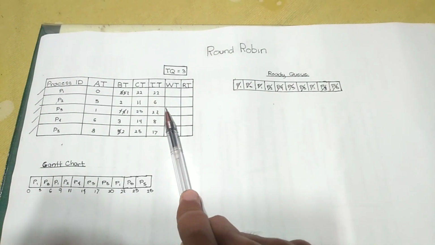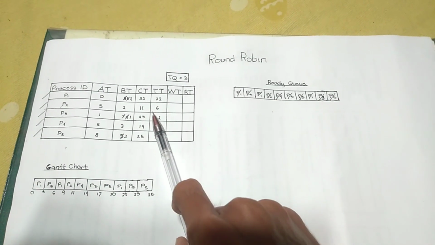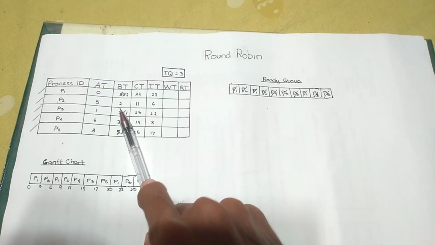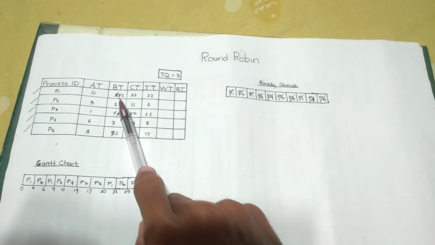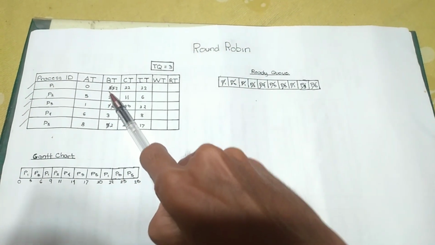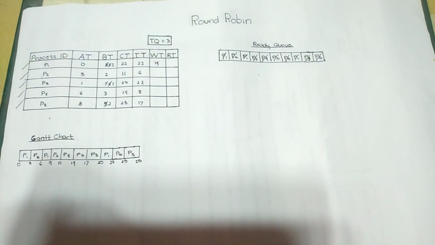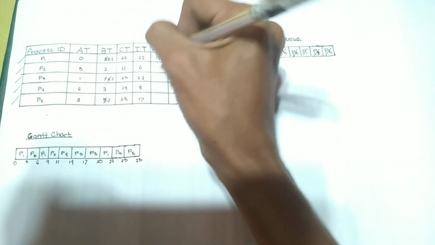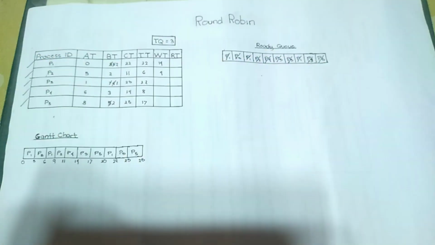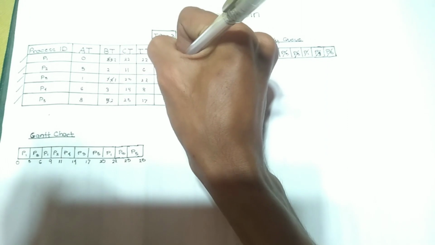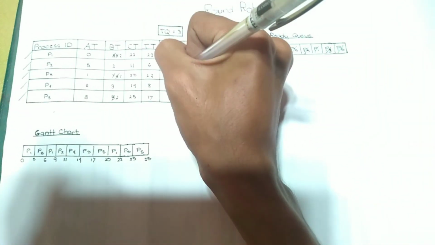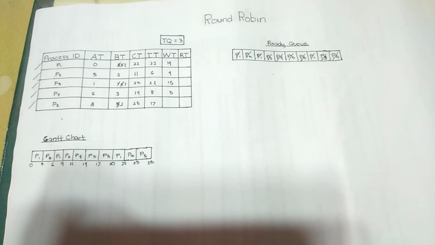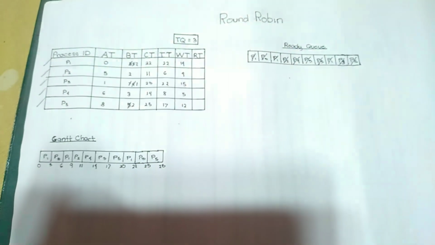Next is the waiting time. To get the waiting time, we need the turnaround time minus the burst time. Turnaround time is 22, and we need the original burst time, which is 8. So 22 minus 8 is 14. 6 minus 2 is 4. 22 minus 7 is 15. 8 minus 3 is 5. And 17 minus 5 is 12.